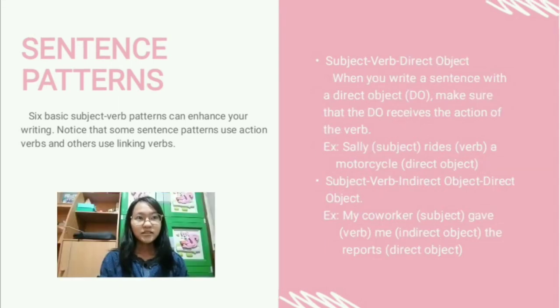Sentence pattern. Subject, verb, direct object. When you write a sentence with a direct object or DO, make sure that the DO receives the action of the verb. Example: Sally, subject, rides, verb, a motorcycle, direct object.